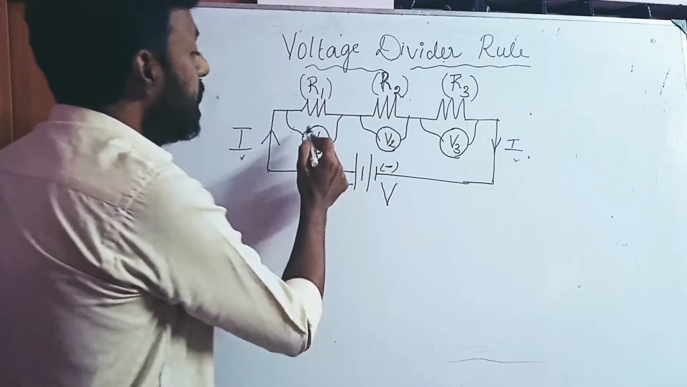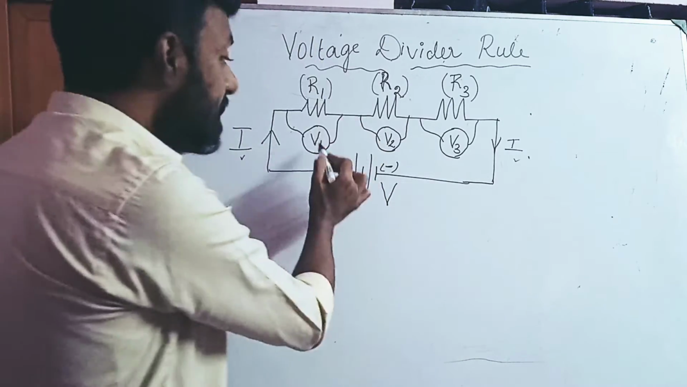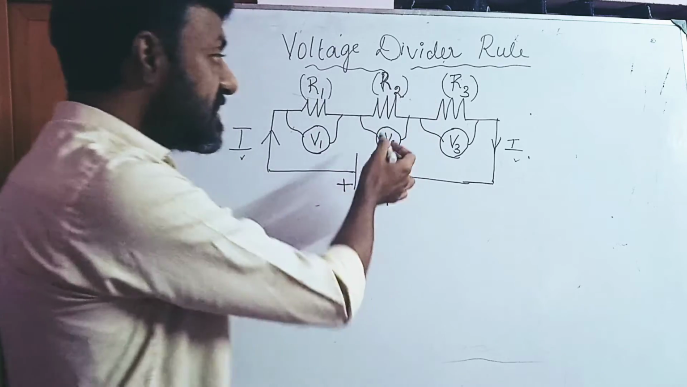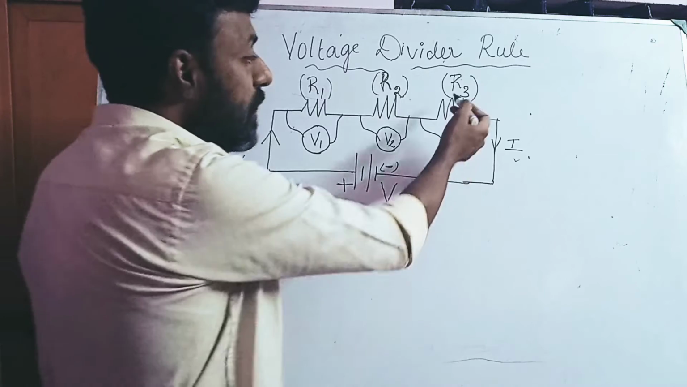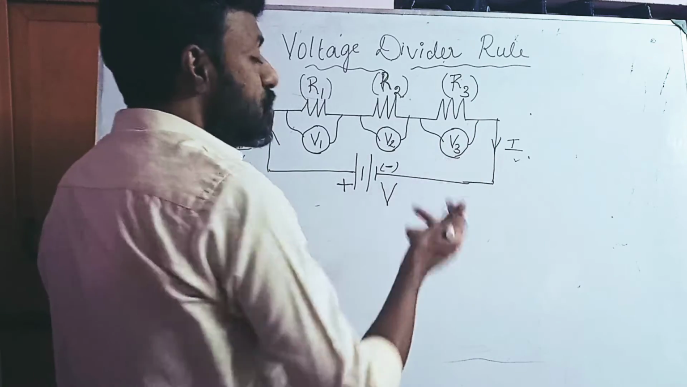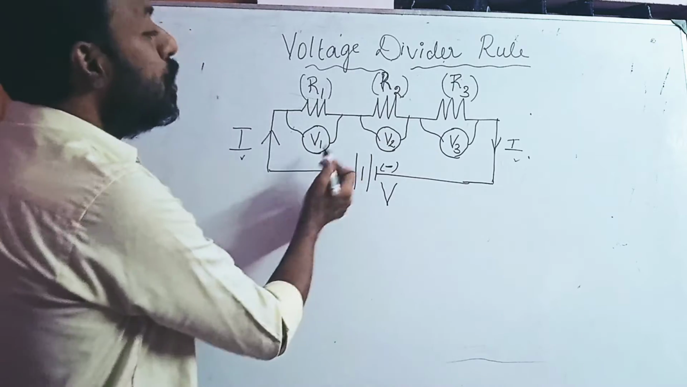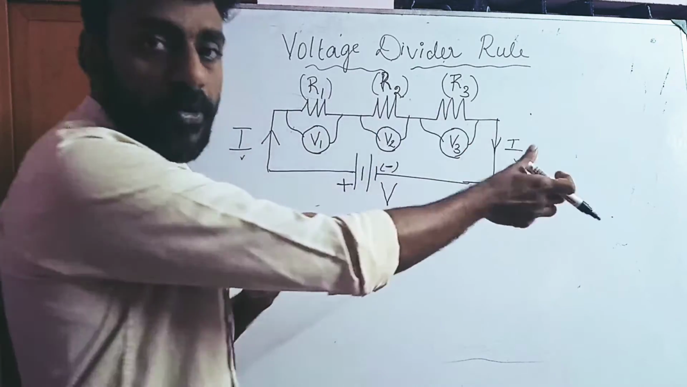When you connect this voltmeter across the resistance R1, you get V1. When you connect the same voltmeter across the resistance R2, you get a different value of voltage. Similarly, for R3, you get a different value of voltage, that is V3. So the voltmeter measures different voltages when it is connected across three different resistances.